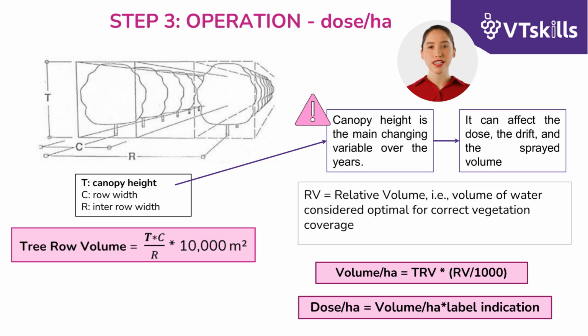For example, a VR of 150 L per 1,000 m3 is chosen, a typical value for low to medium volume treatments that balance efficacy and volume reduction. We then multiply the TRV by the 150 out of 1,000 ratio, obtaining a spraying volume of 180 L/ha. Assuming we have a plant protection product with a concentration of 0.2% indicated on the label, that is 200 ml diluted in 100 liters of water, the dose will be 1.8 multiplied by 200, so 360 ml per hectare.